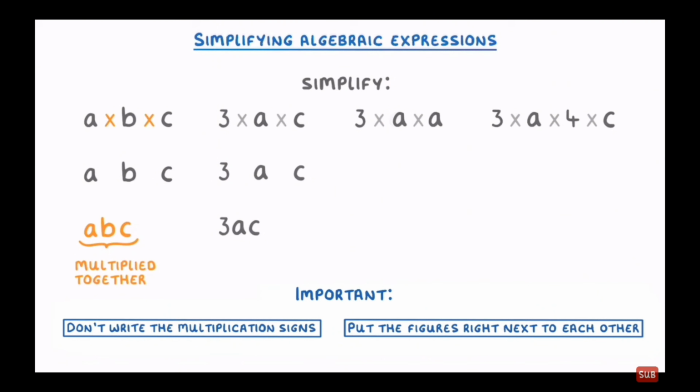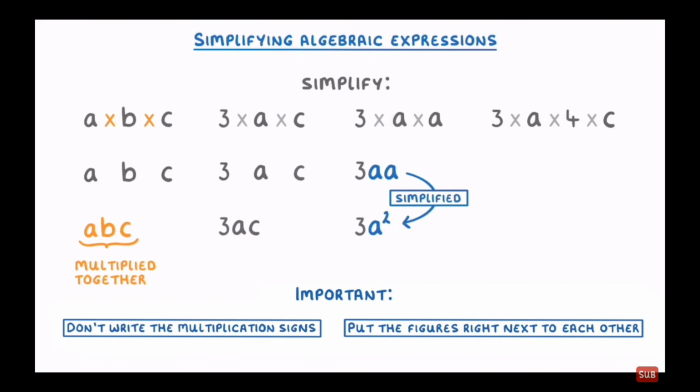If you have more than one of a particular letter being multiplied together though, like in 3 times A times A, then you could rewrite it as 3AA, but really we should write the AA part as A squared, because A squared is just a simplified version of A times A. So the whole thing just becomes 3A squared.